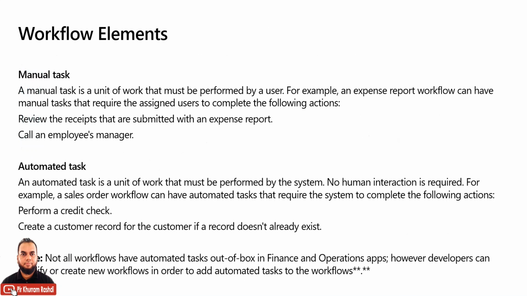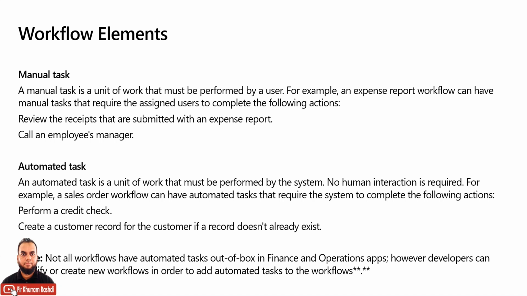So, again repeating the same thing, in further explanation and examples of workflow elements: a manual task, as I described before, is a unit of work that must be performed by a user. For example, an expense report workflow can have manual tasks that require the assigned users to complete the following actions: review the receipts that are submitted with an expense report, and it can also be an external task like calling an employee's manager. So that can be an external task.